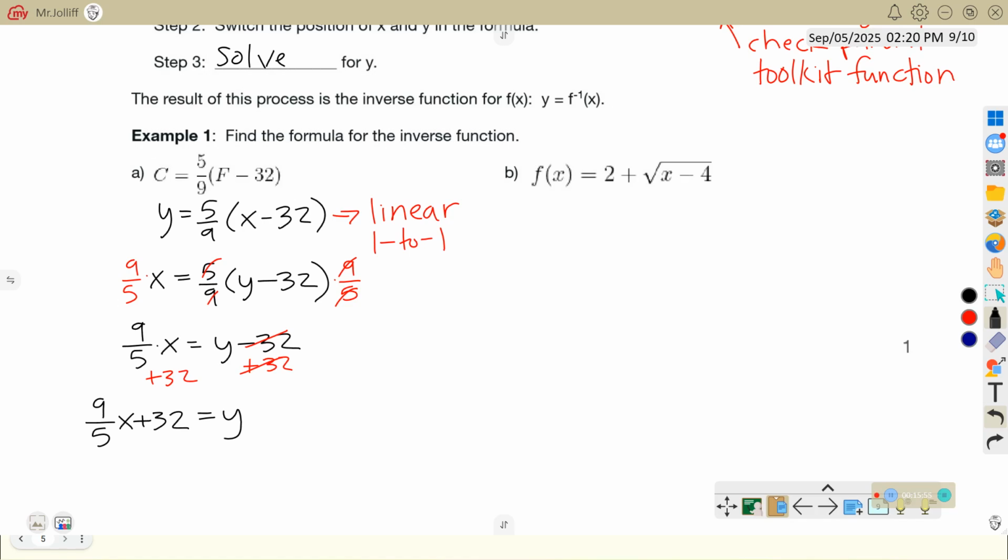Let's try another one and have you guys help me. You've seen one. I am going to rewrite this. y equals 2 plus square root x minus 4. The question is, is this 1 to 1? I will give you a hint. Its parent function is y equals the square root of x. That's in our toolkit of functions.